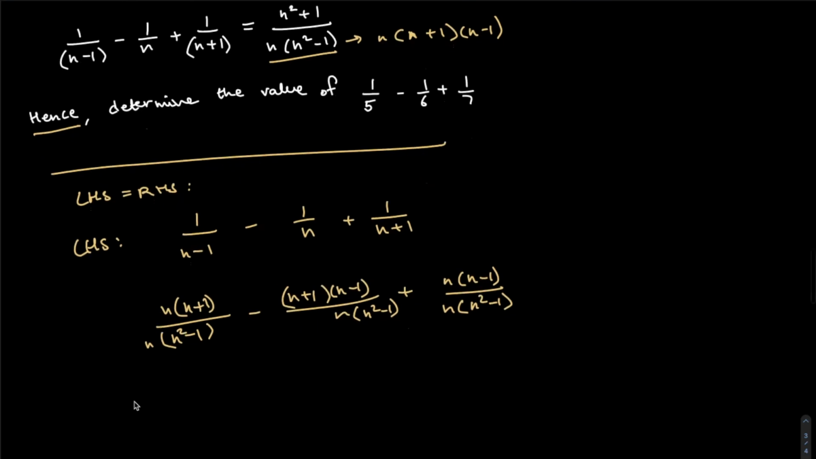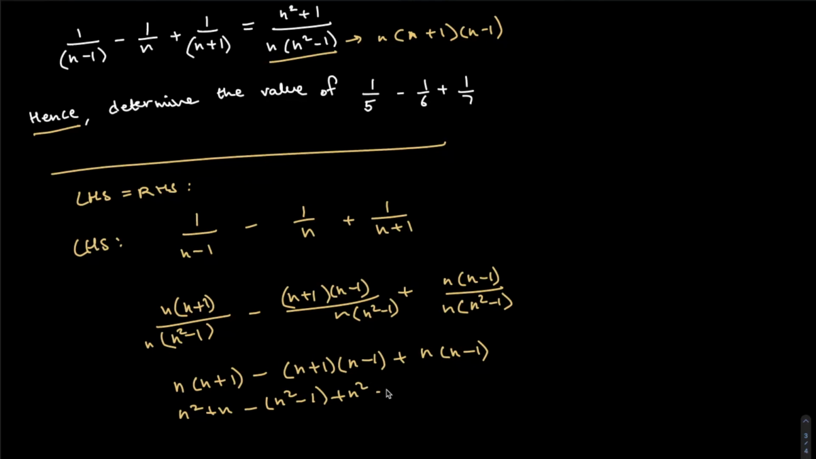So I'm just going to focus on the numerator. I know the denominator already matches the required RHS part. Now, what I'm going to write is n plus 1 minus n plus 1 times n minus 1 plus n times n minus 1. So what I'm left with is n squared plus n minus n squared minus 1 plus n squared minus n. All right, there's no need for this.